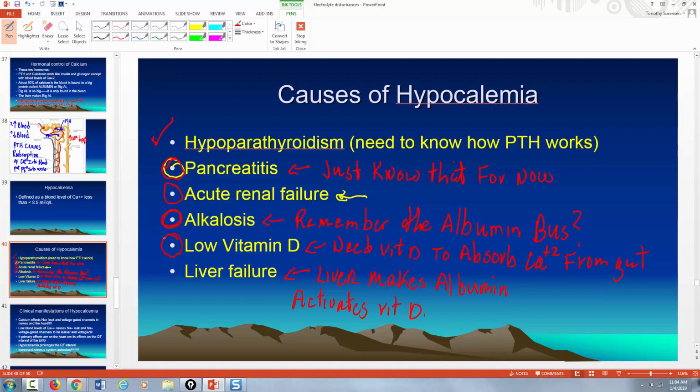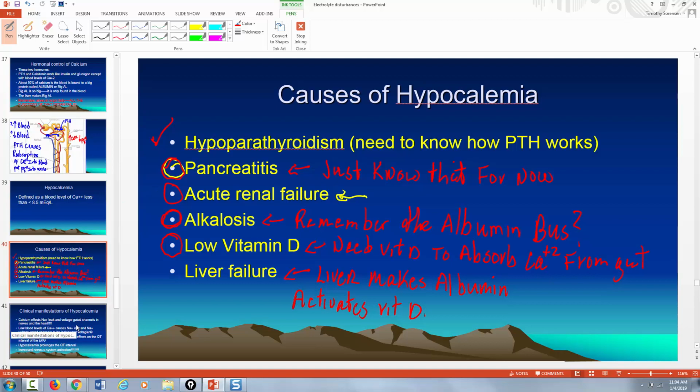And then low vitamin D. Low vitamin D is needed to absorb calcium from the gut. So if you have low vitamin D, then you have low calcium in the blood, right? Now, watch. You get vitamin D from being exposed to ultraviolet light. The synthesis or the formation of vitamin D begins in the skin. Then it goes to the liver, where it's worked on a little bit more, and then it's finally activated by the kidney. So both liver failure and kidney failure can lead to low vitamin D and ultimately hypocalcemia. So these are some of the big causes.